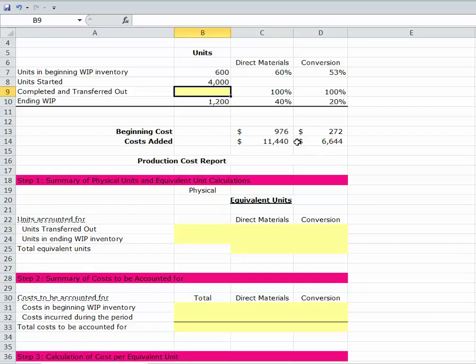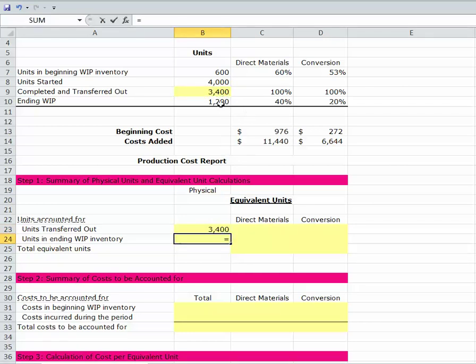Up top, we have to figure out the number that were completed and transferred out. That's going to be our beginning work in process of 600, plus the additional 4,000 we started, which gives us 4,600 units. And we had 1,200 left in ending work in process, so 4,600 minus 1,200 means that we completed and transferred out 3,400 units. So let's pick that up, 3,400 units transferred out.